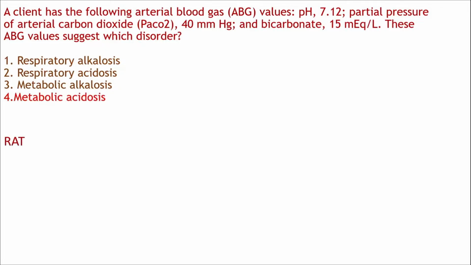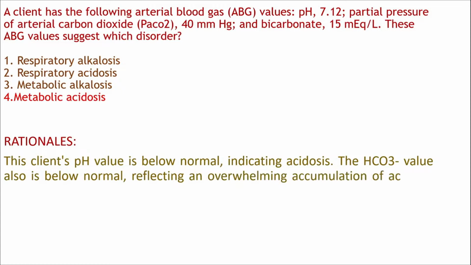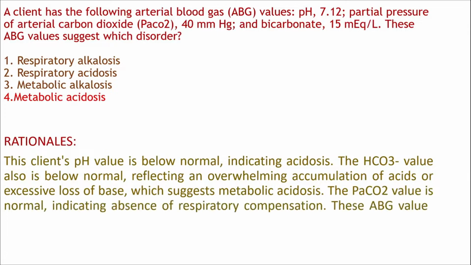Metabolic acidosis. Rationales. This client's pH value is below normal, indicating acidosis. The HCO3 value also is below normal, reflecting an overwhelming accumulation of acids or excessive loss of base, which suggests metabolic acidosis. The PaCO2 value is normal, indicating absence of respiratory compensation. These ABG values eliminate the other options.